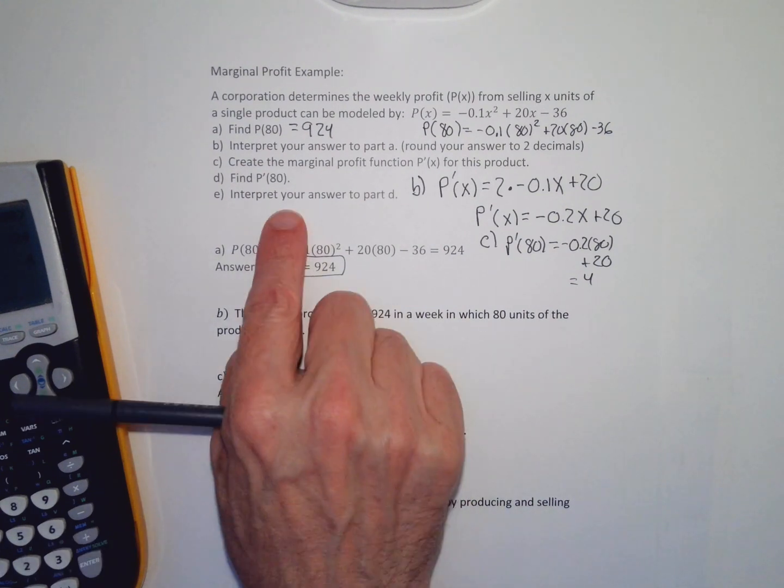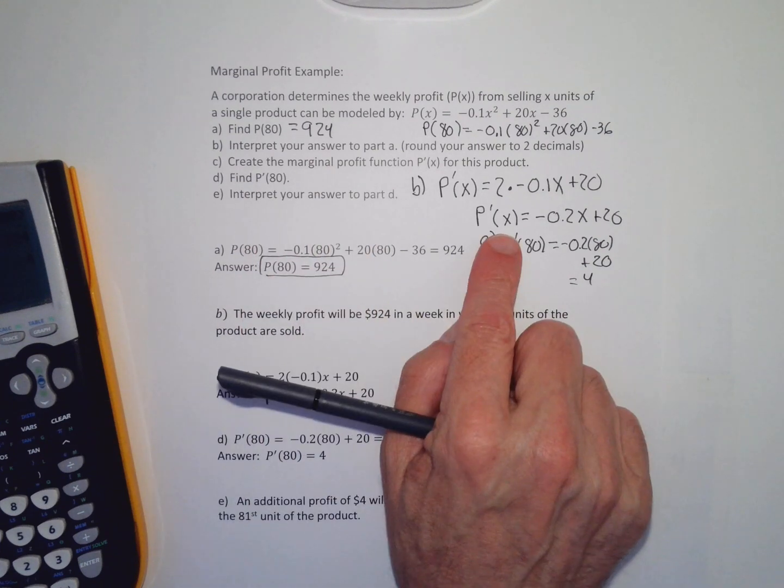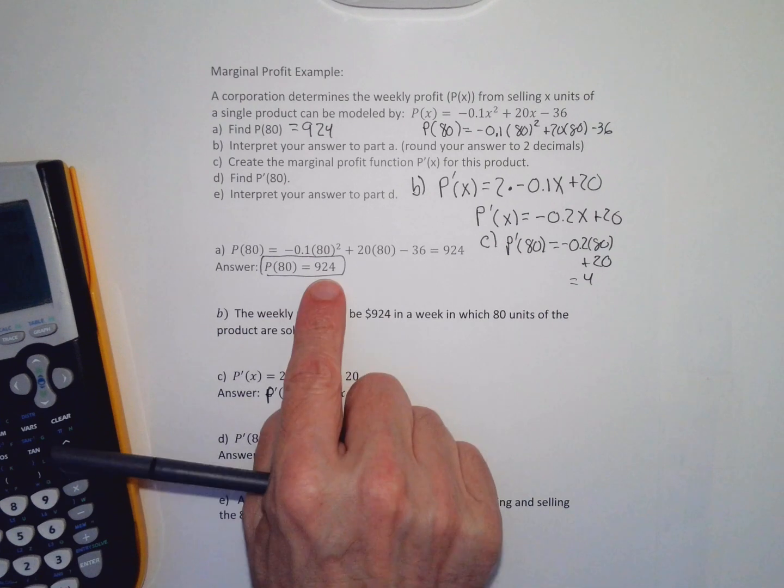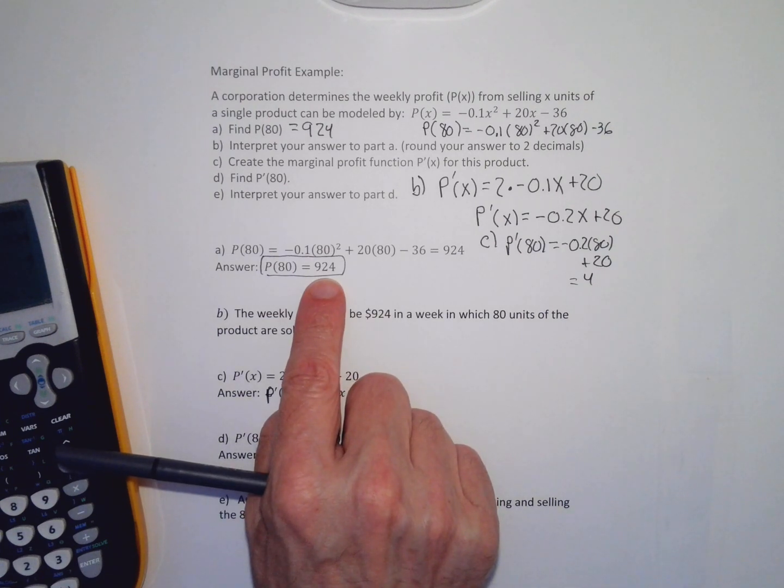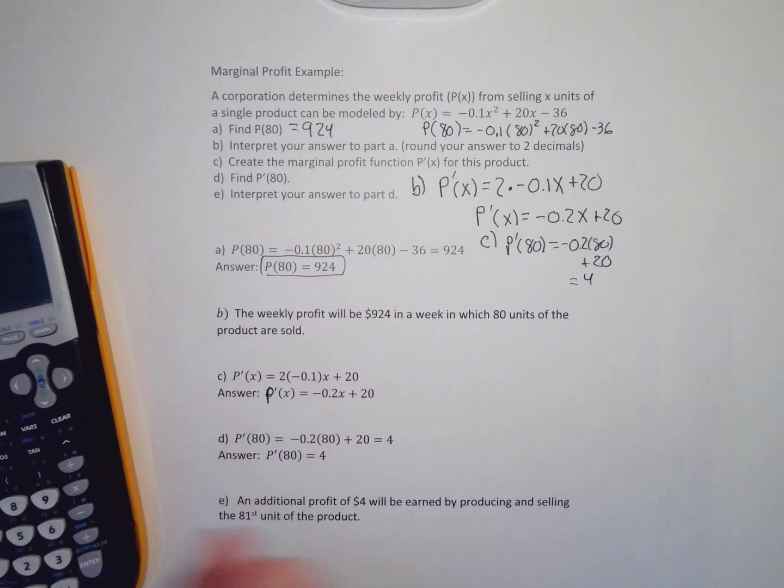And now interpret my answer. Well, when I plug a number into the marginal profit function, it doesn't give me the total profit. The total profit for selling 80 units is $924. It gives me the additional profit that I could earn by selling one more unit. And so an additional $4 of profit will be earned by producing and selling the 81st unit. So marginal kind of means next. It's not gross and total.